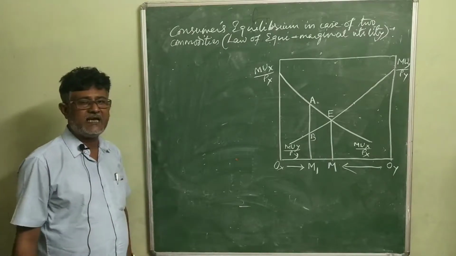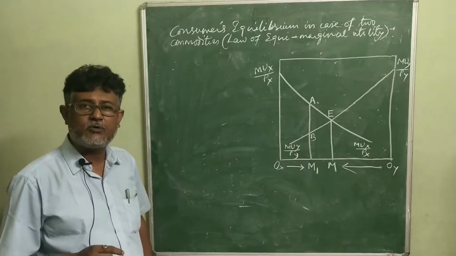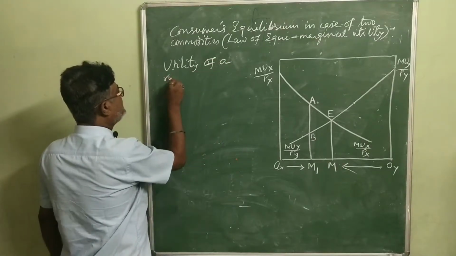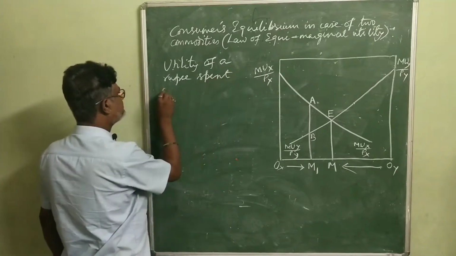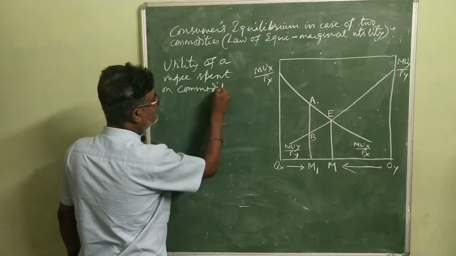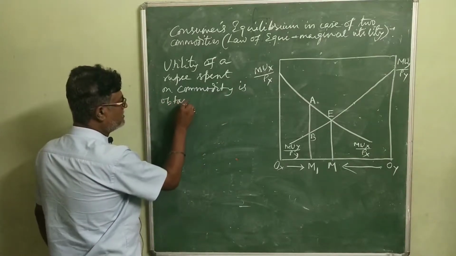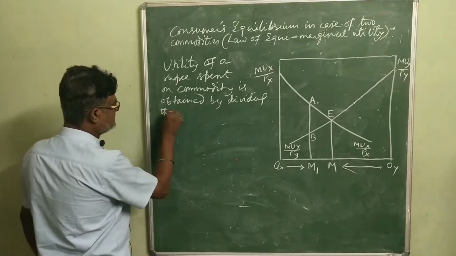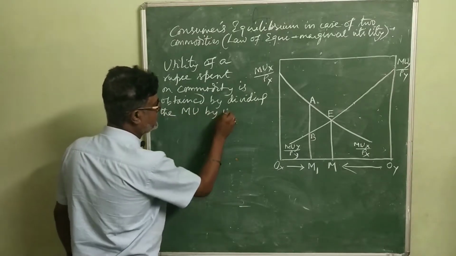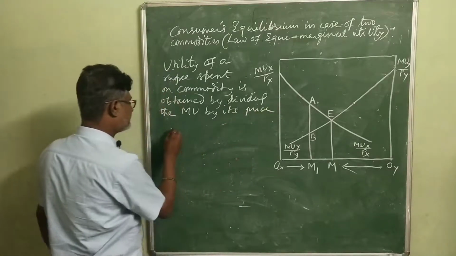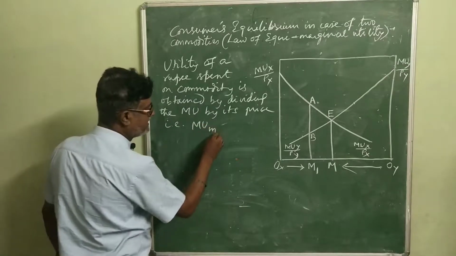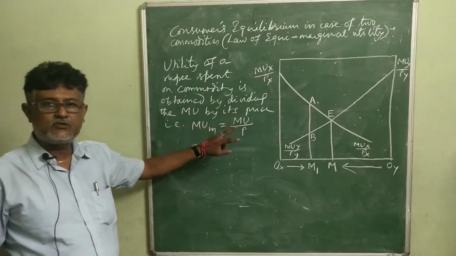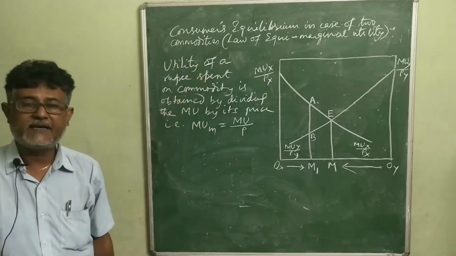Now suppose the utility of a rupee spent on a commodity is obtained by dividing the marginal utility by its price. That is, MUM, the marginal utility of money, is equal to MU by price. So the ratio of marginal utility to price gives you the utility of a rupee spent on a commodity.